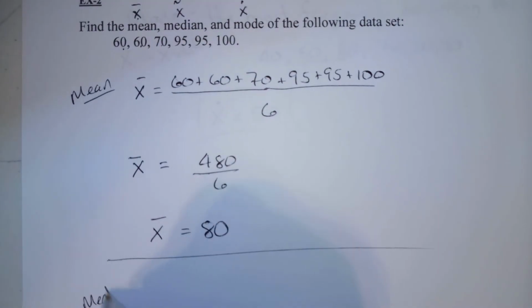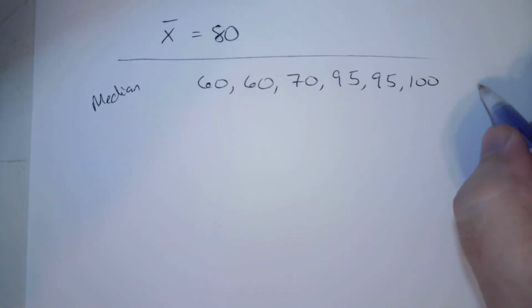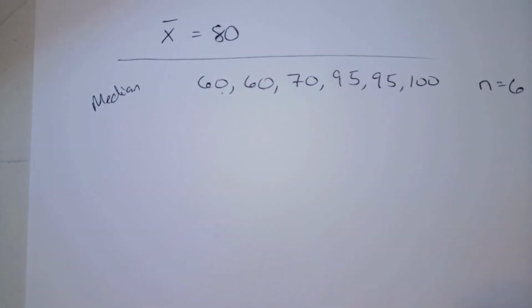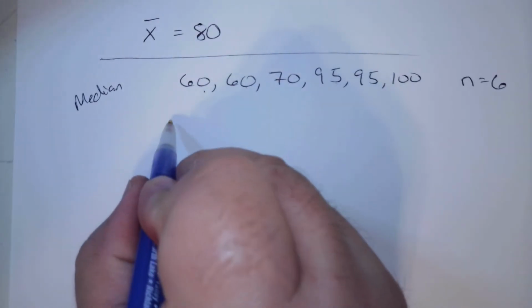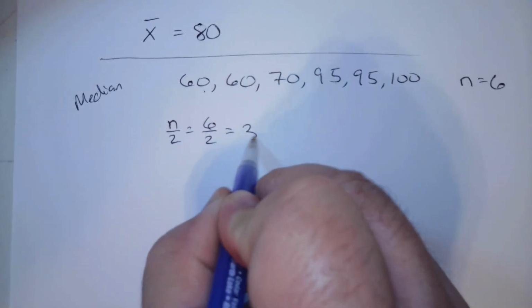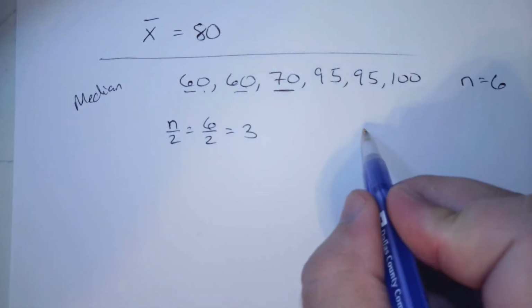The median, we had 60, 60, 70, 95, 95, 100. 1, 2, 3, 4, 5, 6. We have 6. It's an even number, so that means our median is going to be between two numbers. So we take n divided by 2. 6 divided by 2 equals 3. Go to that location. 1, 2, 3. So I get 70.